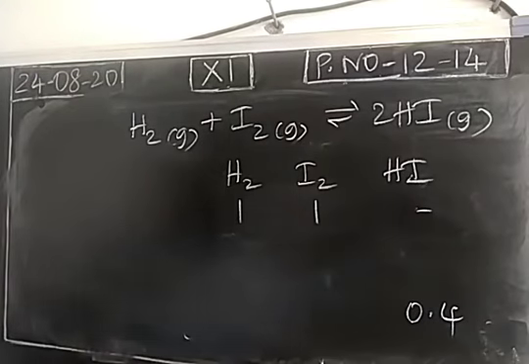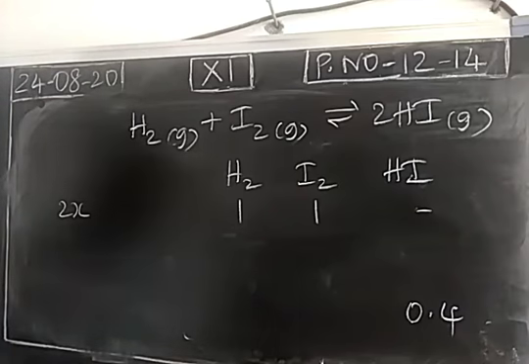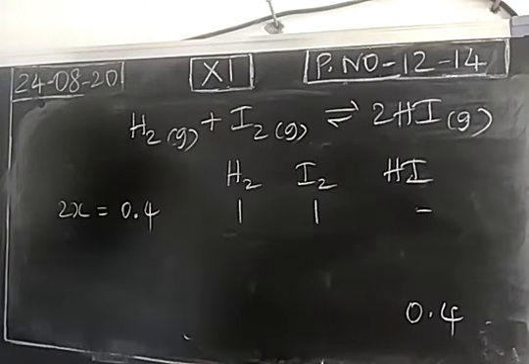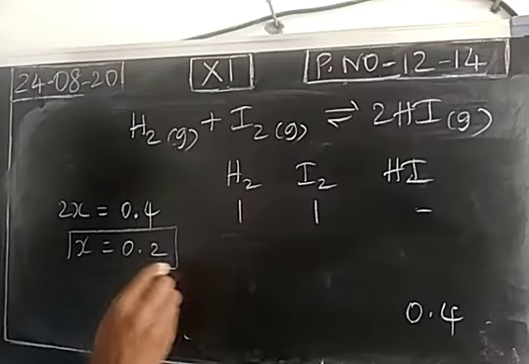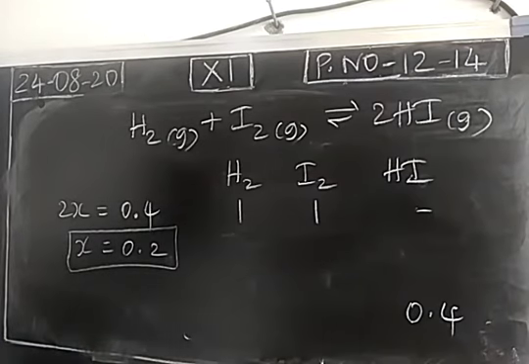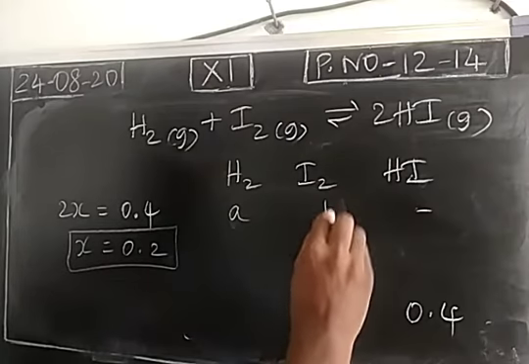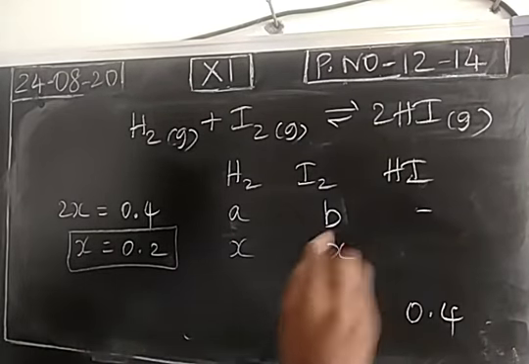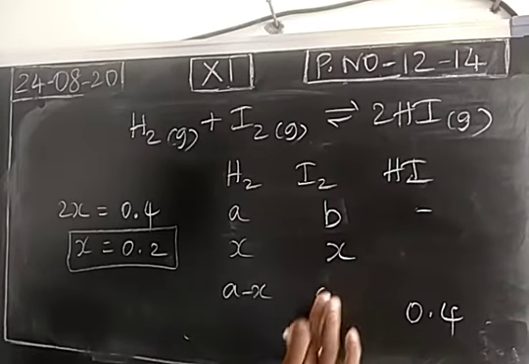So as we discussed, 2x mole of hydrogen iodide is formed. So 2x value 0.4 means what is the x value? 0.2. Okay. So already in the theoretical part we wrote it as initial number of moles A and B, x mole of reactants are converted into the product. So remaining number of moles.